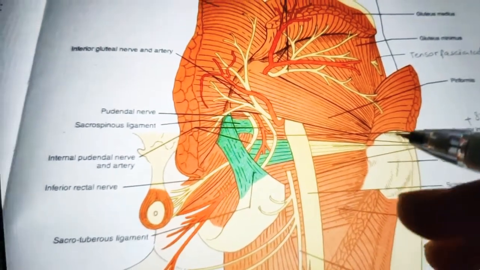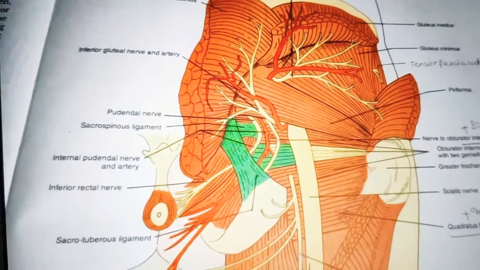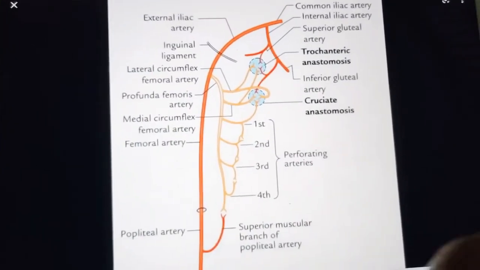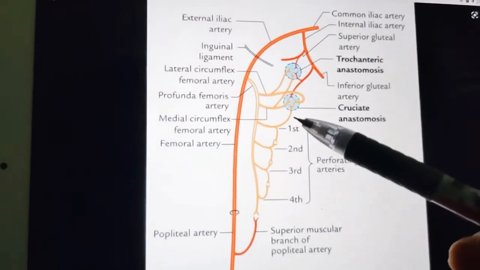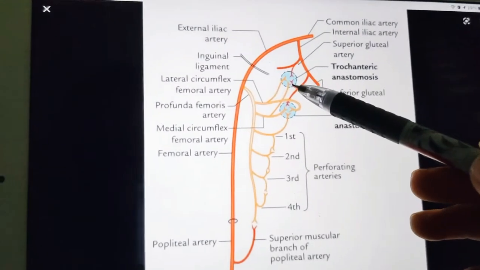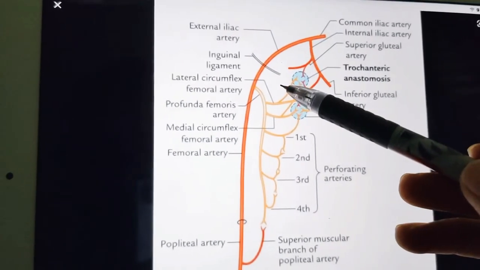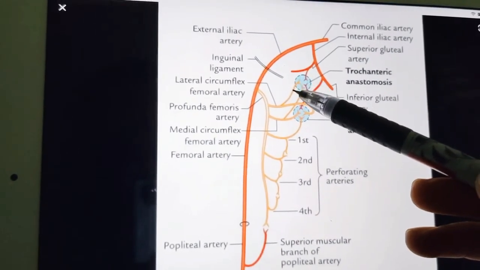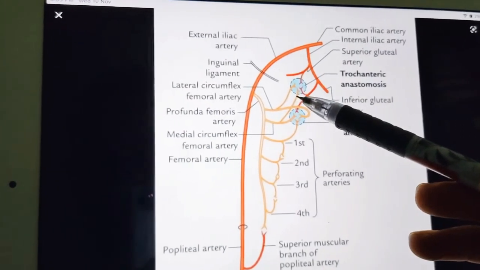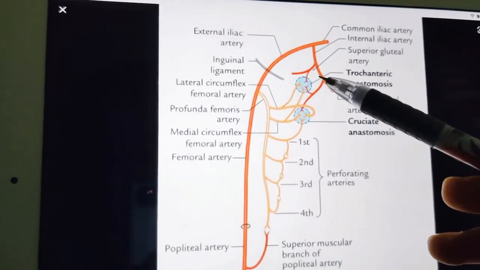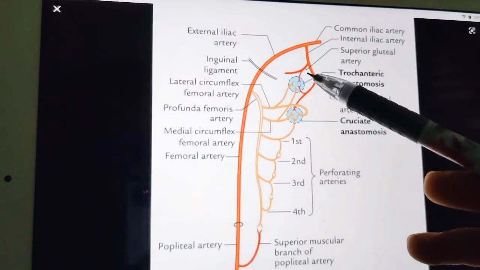Now we'll discuss the trochanteric anastomosis and cruciate anastomosis with another diagram. This diagram is perfect for that. You can see both anastomoses, trochanteric and cruciate. Let us understand each of them. First we'll understand the trochanteric anastomosis. It is mainly situated near the trochanteric fossa, which, if you remember, is present on our femur. It mainly supplies branches to the head of the femur.